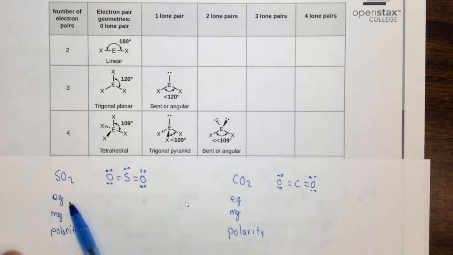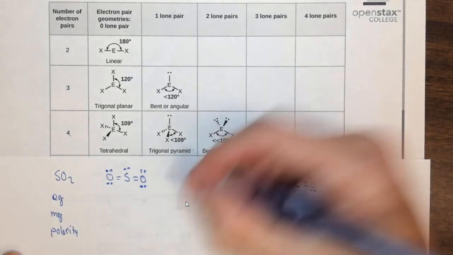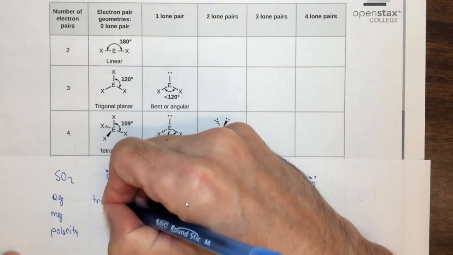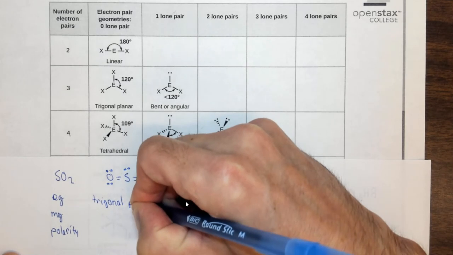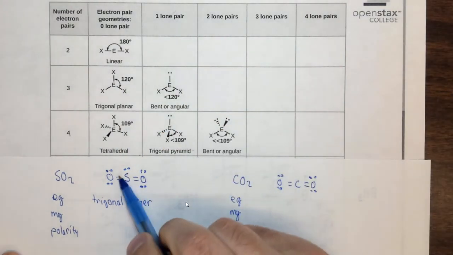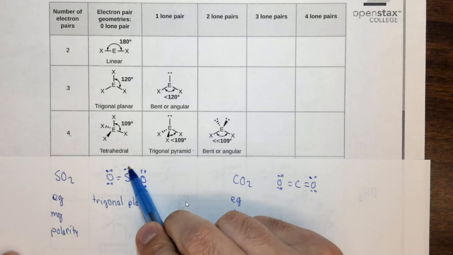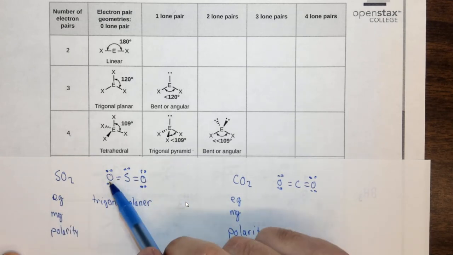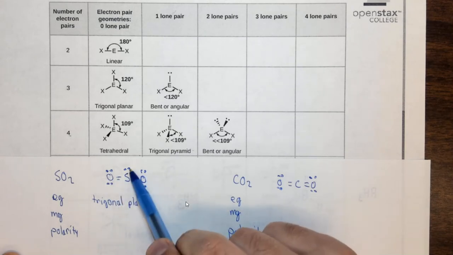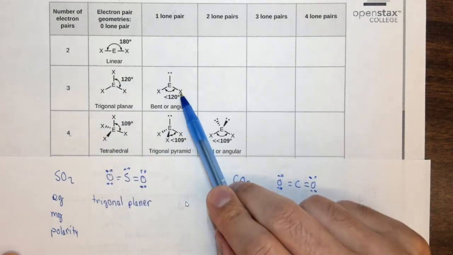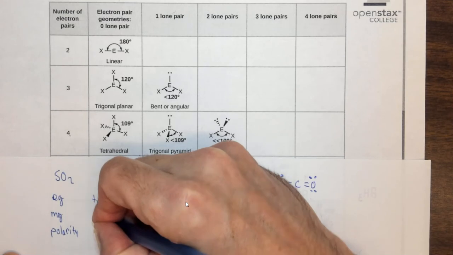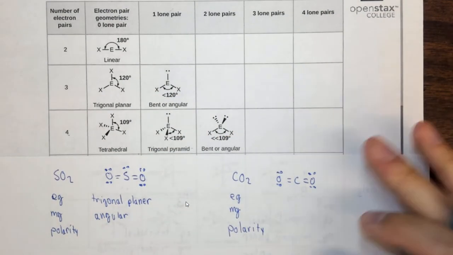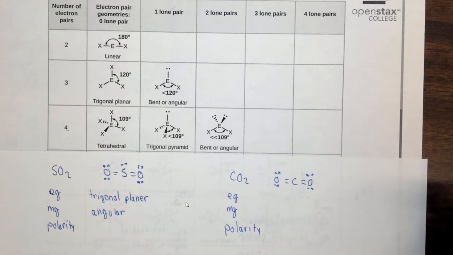The electron geometry is going to be trigonal planar. Again, atoms and lone pairs count as domains. It doesn't matter if it's a double bond. There's 2 oxygens and a lone pair. That's 3 domains, trigonal planar. The molecular geometry, well, this is 3 domains, 1 lone pair. And this could be either called bent or angular. I think the more modern word is angular, but it doesn't really matter.